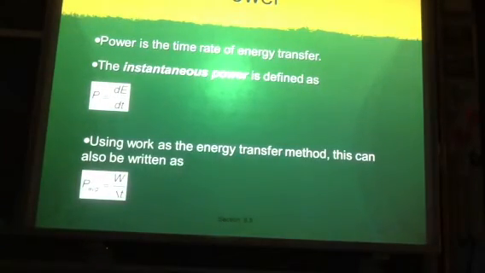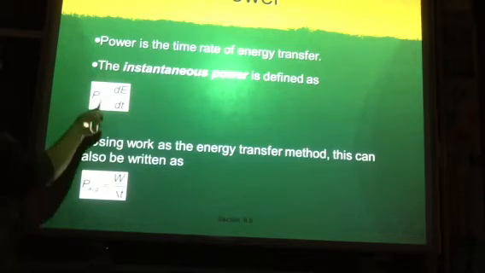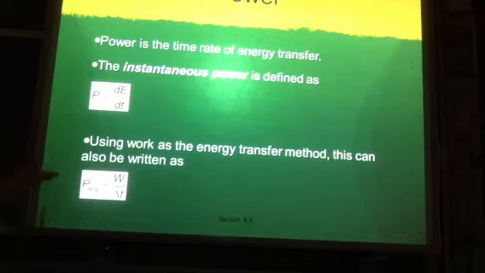Guys, the last thing that we need to talk about is power. Ultimately power is just the time rate of energy transfer. So power is really easy. We can think about power as just the work being done, in terms of that energy transfer method, over time. So instantaneous power is just dE over dt. It is a rate, the time rate of energy transfer.